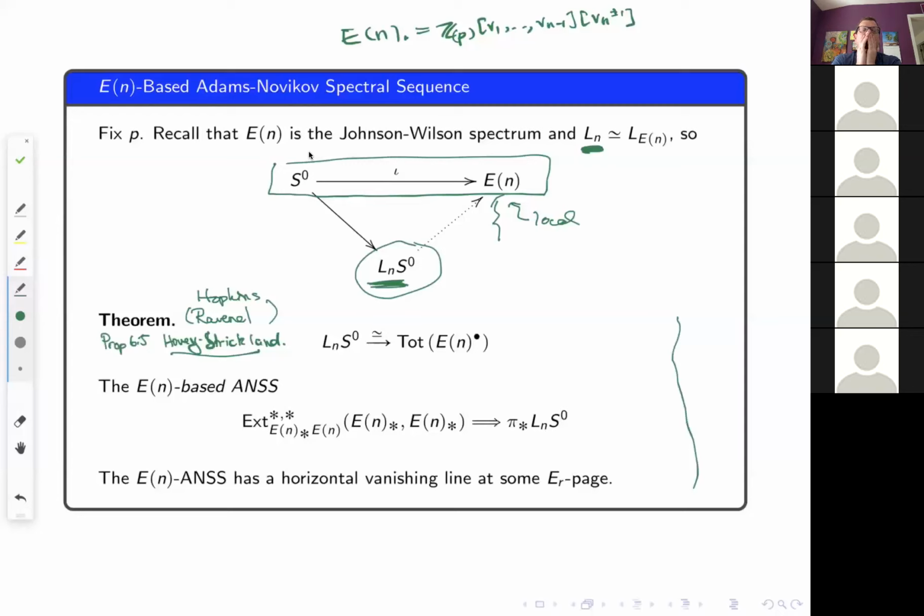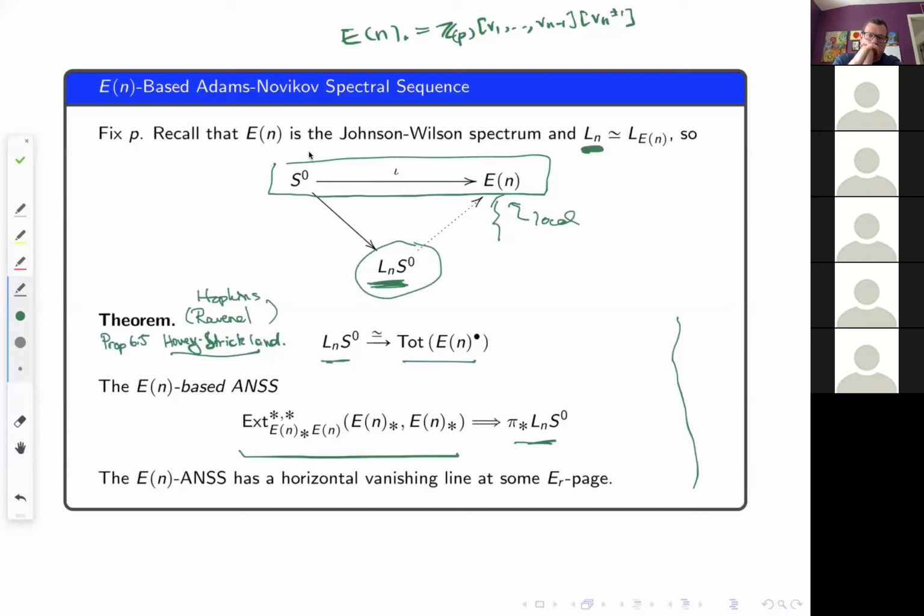Okay, so it says that, again, if you take this cosimplicial gadget and then you take its totalization, what you recover is L_n S. So maybe you don't start with a good approximation, but if you don't stop, then you'll get what you wanted. And from this story, you get the E_n-based Adams-Novikov spectral sequence, and the E2 term is similarly defined, but this time it converges to the homotopy groups of L_n S.